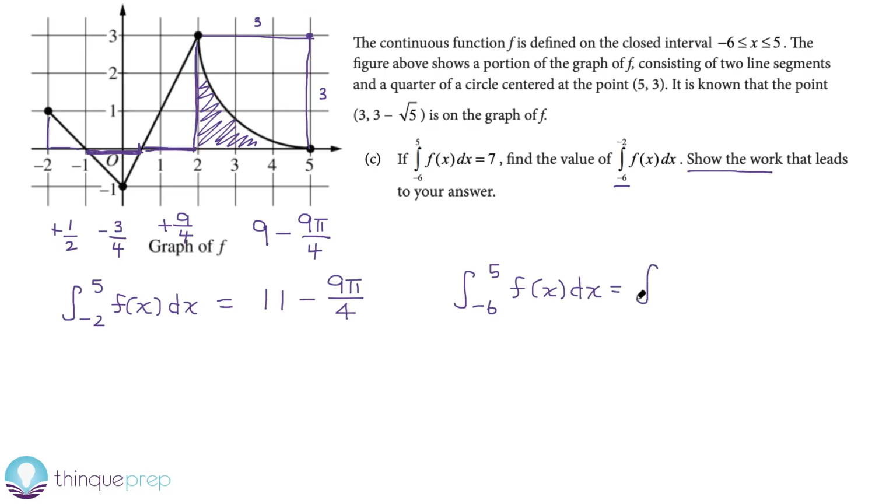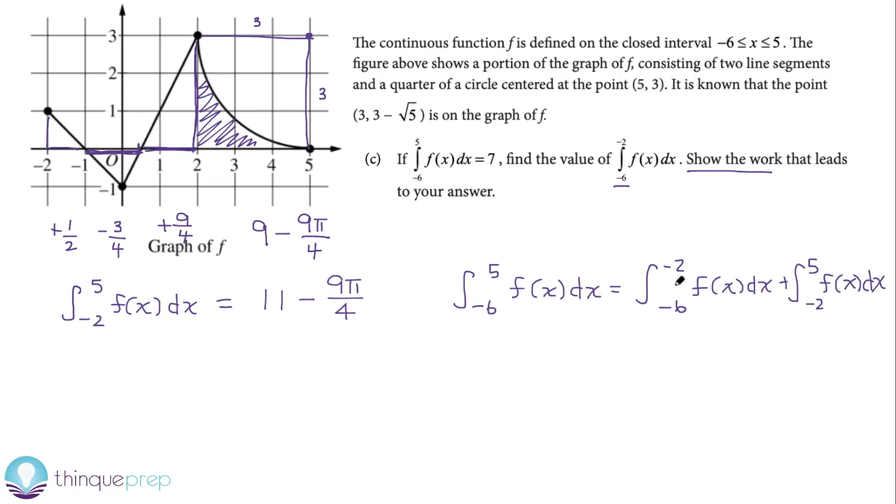We can call it the area from -6 to -2, and then we can also add the area from -2 to 5. Right? It's as if we just split up our area into bounds, and as long as these numbers match, you can split up any integral that way.